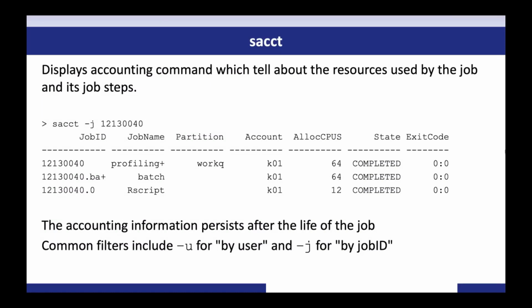sact is another powerful utility to query the accounting associated with the usage of a job or jobs by a user. By default, sact shows all your jobs that you have run in recent days. You can filter the output by job ID or username, account, or partition. sact shows a job and all the job steps associated with it. The fourth column has the account name to which the core hours of the job have been charged.